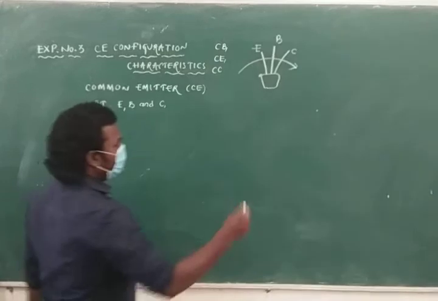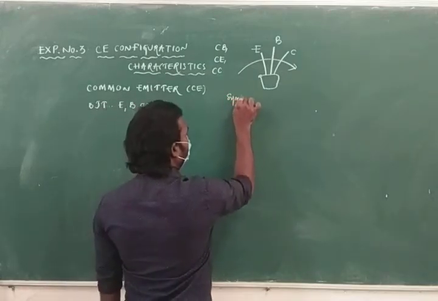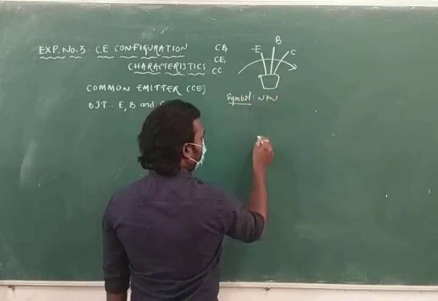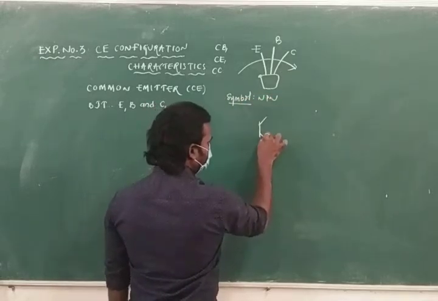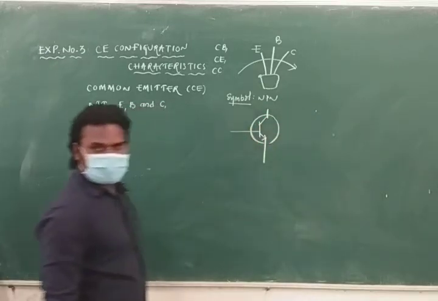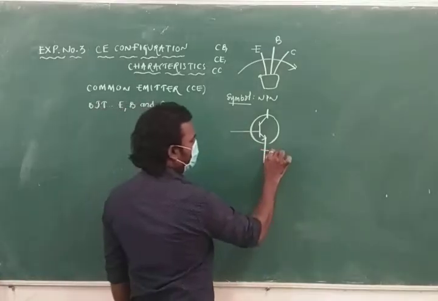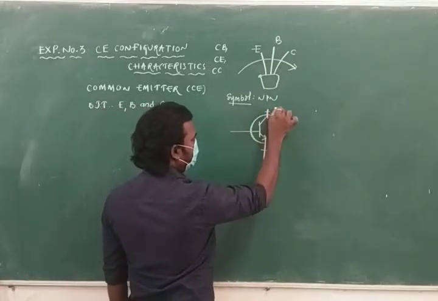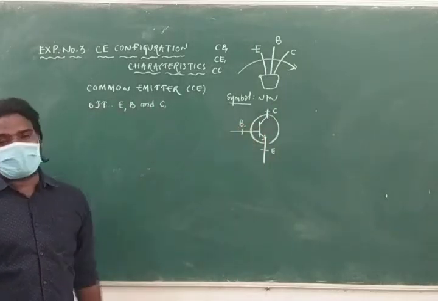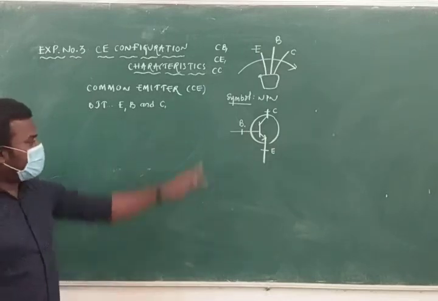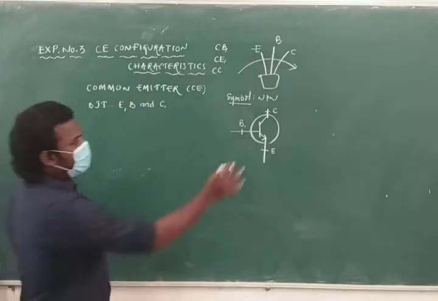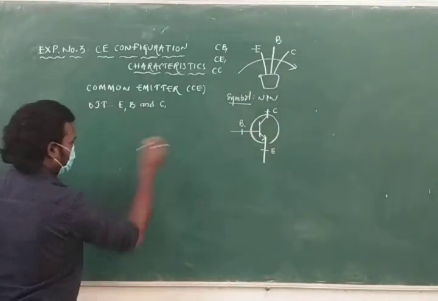The symbol of the BJT, that is the NPN transistor, will be like this. The terminal with the arrowhead is called emitter, the opposite one is collector and the middle one is base. Of these three terminals, which has to be made common? Emitter has to be made common, it has to be grounded. You should remember this point. Emitter has to be made common, it has to be grounded. So I am drawing the same circuit.